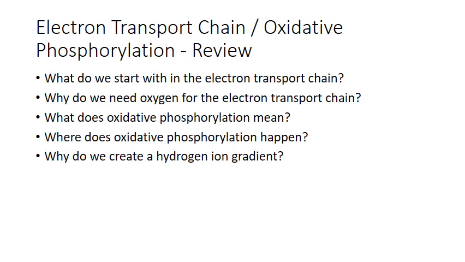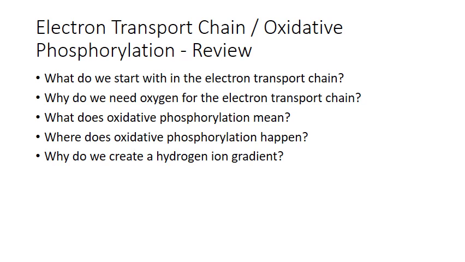Alright, so oxidation means the loss of electrons. Great. And phosphorylation means adding a phosphate to ADP to get ATP. Great, exactly. So NADH and FADH2 are being oxidized, they're losing electrons, and ADP is being phosphorylated to become ATP, which was our end goal.